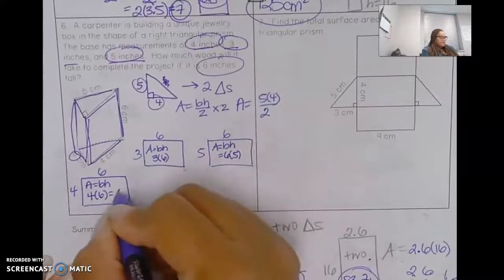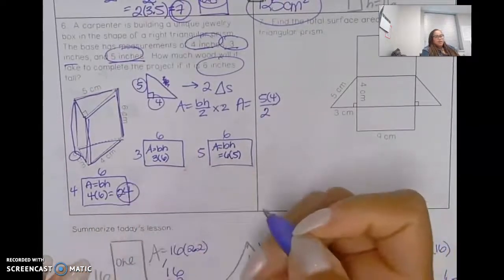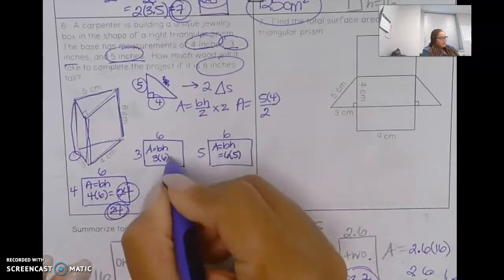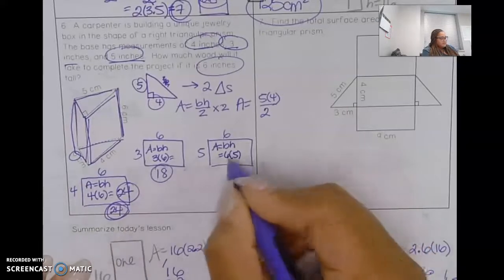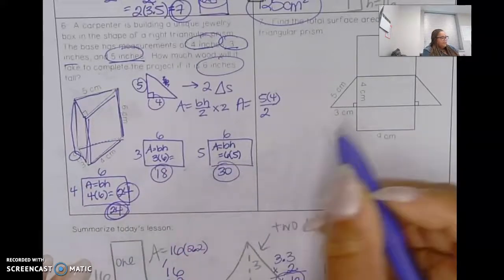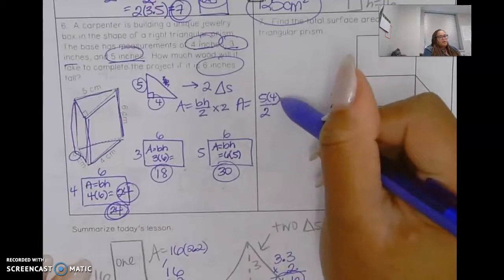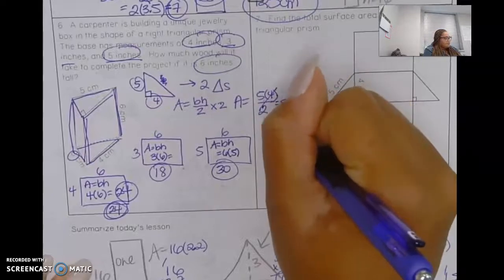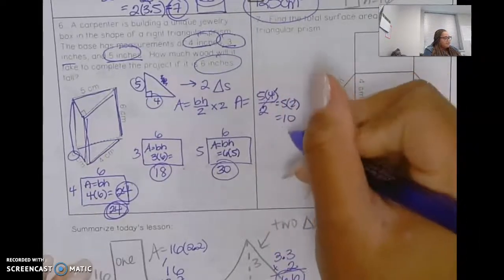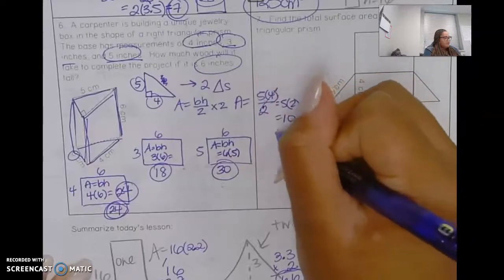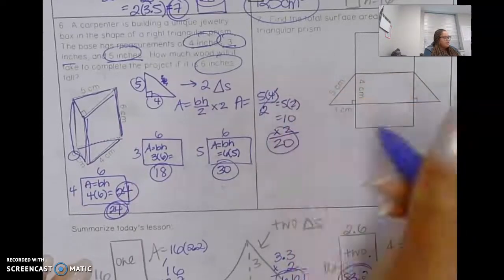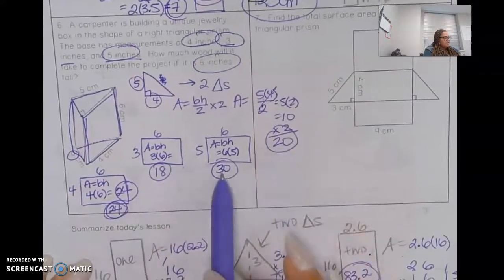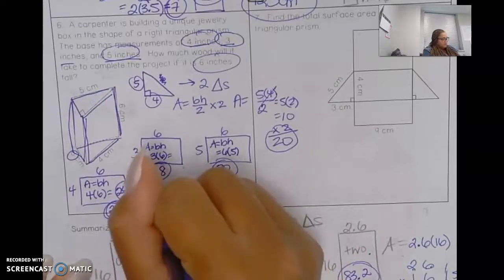4 times 6 is 24. 3 times 6 is 18. 6 times 5 is 30. And then I need 5 times 4, which I can cut in half. And this will be 5 times 2, which is 10. But I have 2 triangles, so I'm just going backwards anyway. Times 2, which is 20. So I need to add all 4 of these numbers. 1, 2, 3, 4. 20 plus 30 plus 18 plus 24.